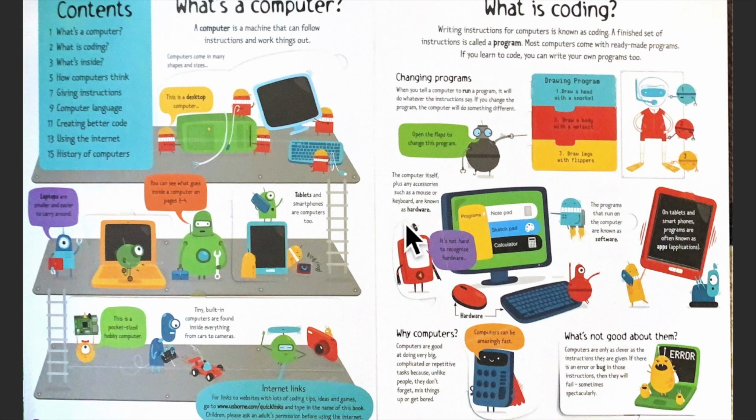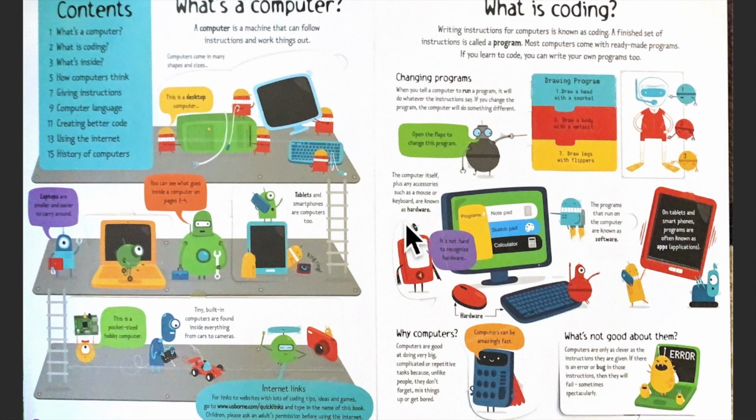Now, why do we need computers? Computers are good at doing very big, complicated tasks. Unlike people, they don't forget, mix things up, or get bored. Computers can compute things, right? Something that takes us a long time, the computer can do really quickly, and that's one of the benefits of writing programs. We don't need to be there, and the computer keeps working all day and night. They can do very big things, complicated things, and repetitive things, and they don't get tired or bored. What's not good about them?